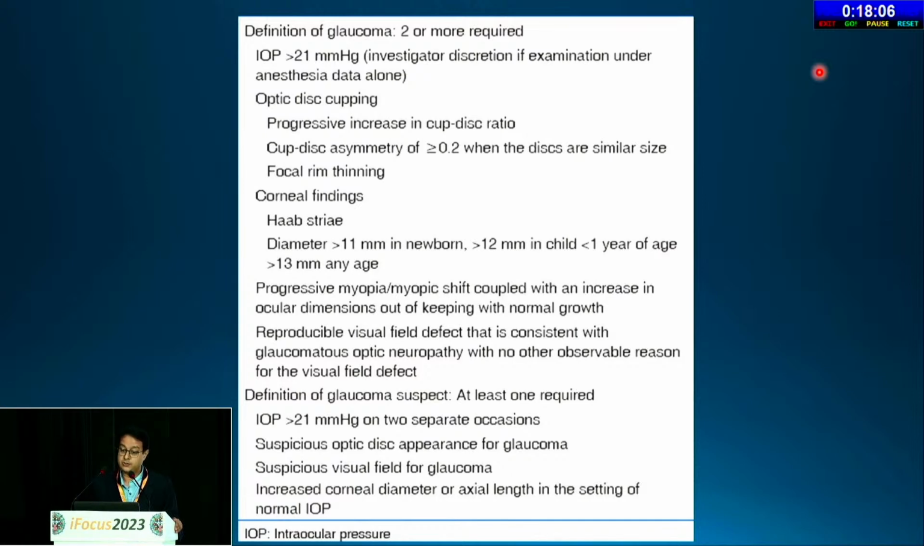Then another is progressive myopia. Despite a successful surgery, a child's IOP may progress in future, and if you find that a child who has undergone glaucoma surgery in the past is developing progressive myopia, again keep in mind that IOP might be rising. And then reproducible visual field defect, when it is possible.